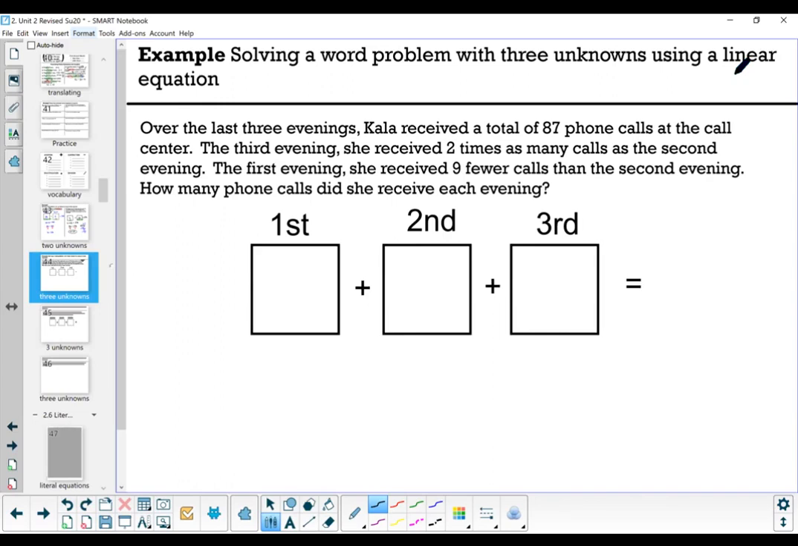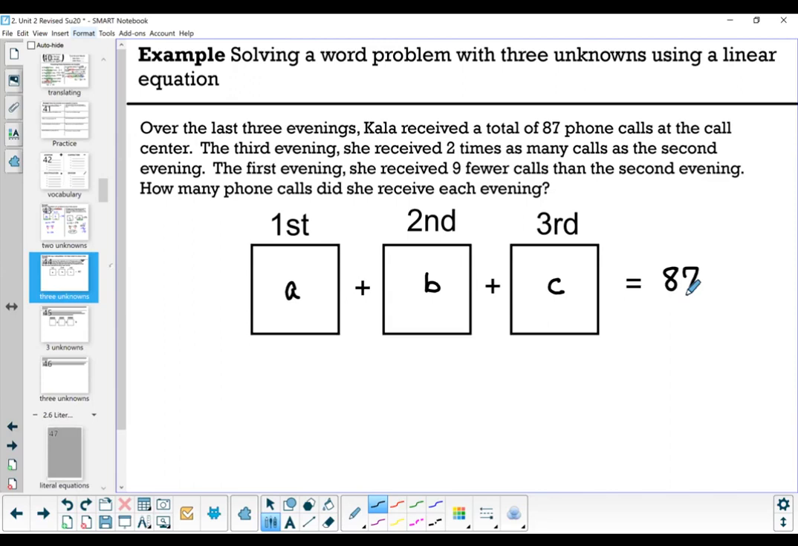Okay, so the 3rd evening, she received 2 times as many calls as the 2nd evening. So first of all, I'm going to put in variables. First, I'm going to use A. Second, I'm going to use B. Third, I'm going to use C, equal to 87. I like to start this way so I know which night gets what variable. So there's no making something up later.